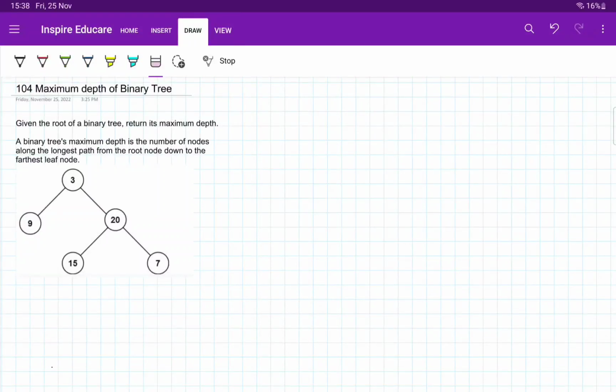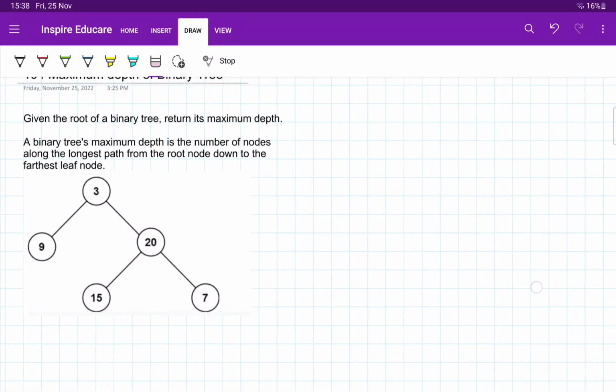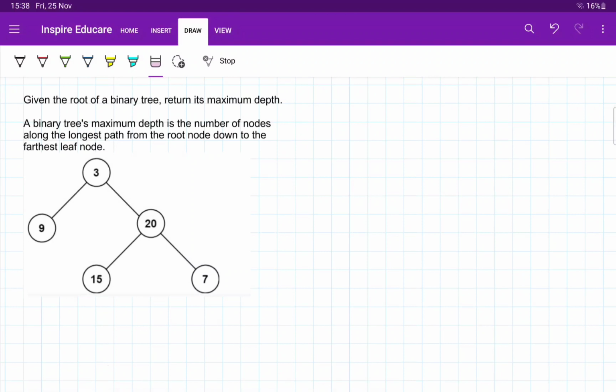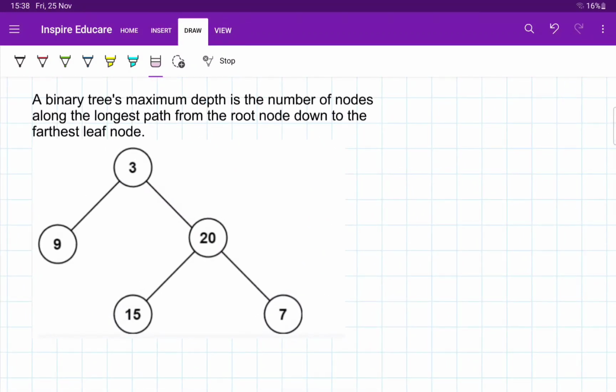I am Ruchi and today we will solve question number 104 of Leetcode, that is maximum depth of binary tree. In this question we are given the root of a binary tree and we have to return its maximum depth. So what is the maximum depth of a binary tree? Maximum depth is the number of nodes along the longest path from root node down to the farthest leaf node. So let's say, for example, we are given this tree, right?